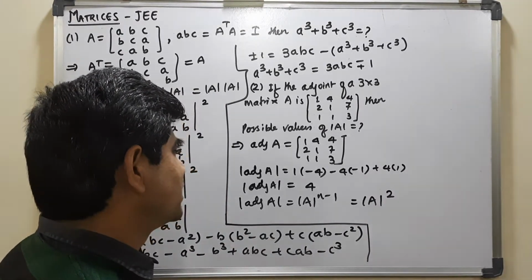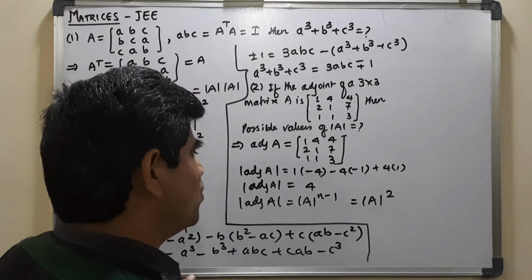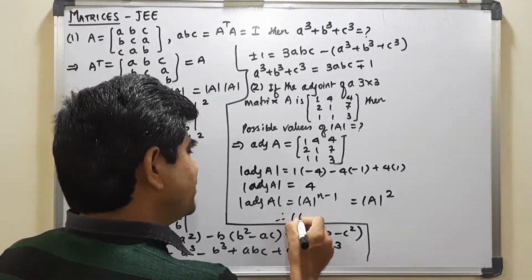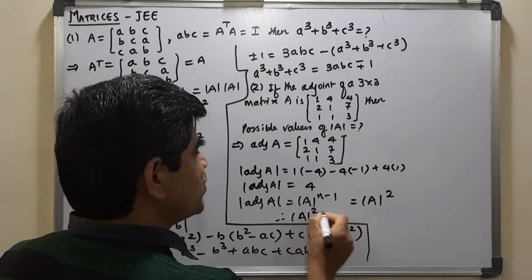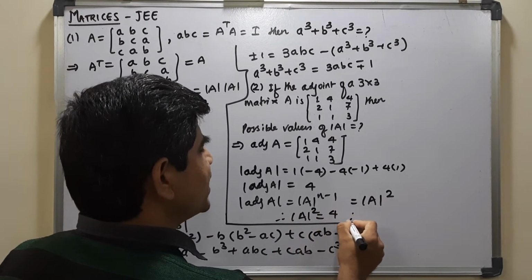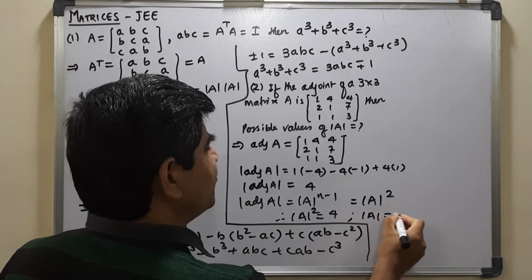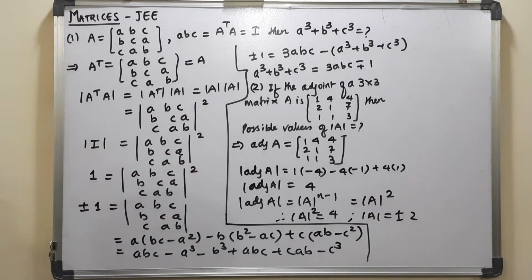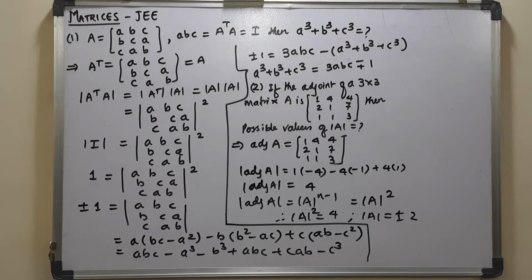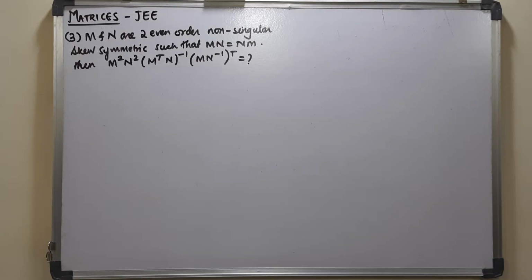So you get here the determinant of adjoint of A is 4. So obviously the determinant value of A square will be 4, indicating the determinant value of A will be plus or minus 2. So you saw the questions which are there, they are not very difficult at any time. They are generally easy only. The only thing is how we apply it, that is very important.